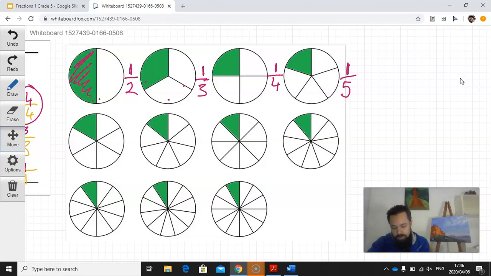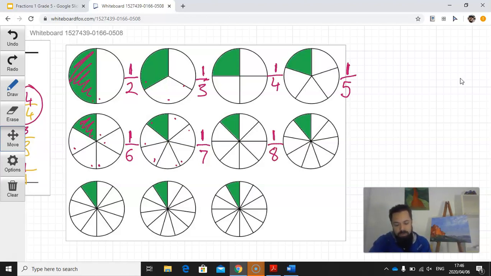Right, in the next one, we have 1, 2, 3, 4, 5, 6 pieces. So a denominator of 6, 1 is colored in. So our numerator is 1. Over here, we have 1, 2, 3, 4, 5, 6, 7. So our denominator is 7. We have a numerator of 1. For the next one, I hope you got 8, 1 colored in.